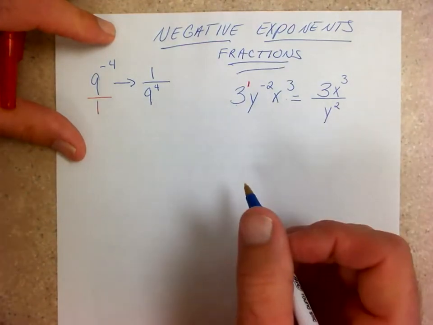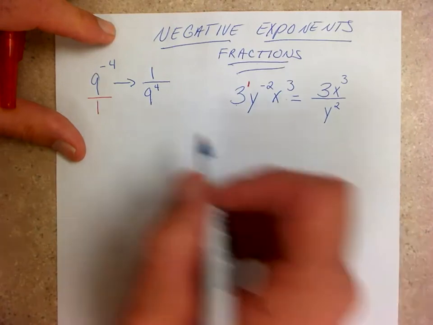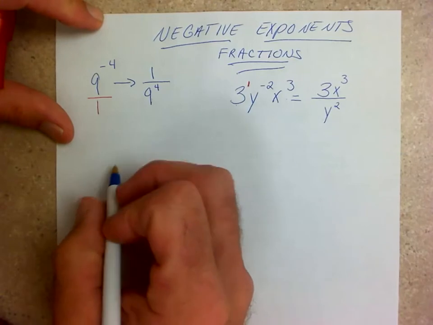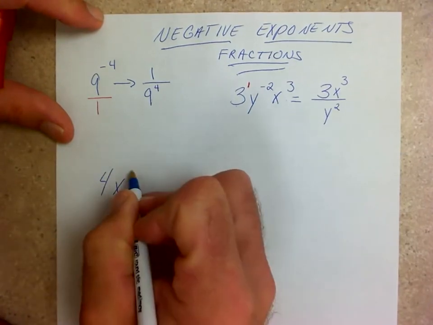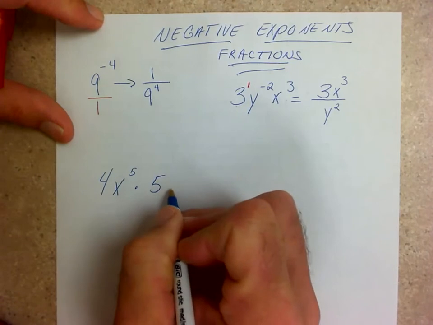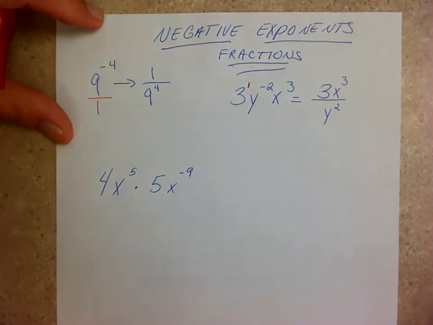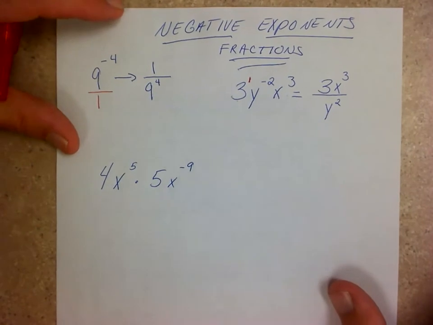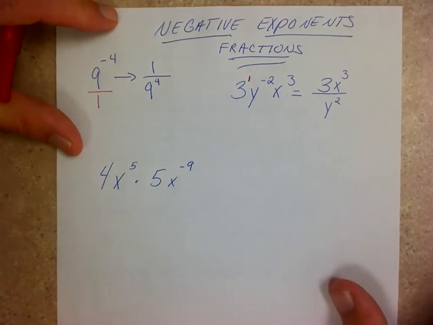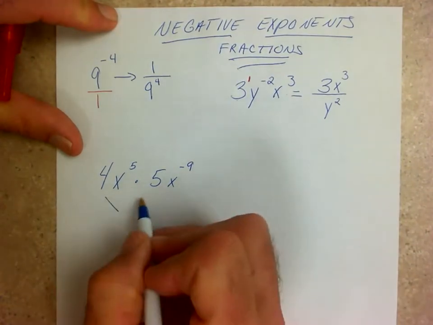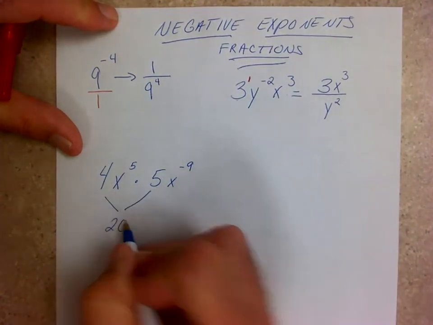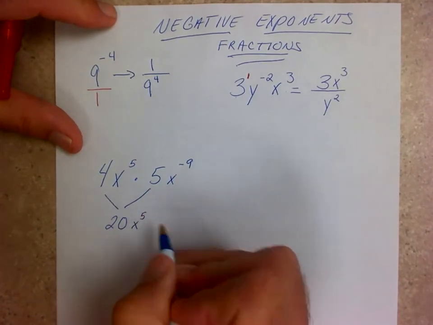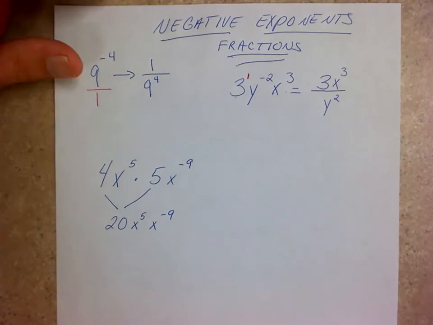So there's a couple examples of negative exponents and how they relate to just plain simple terms. Let's expand on this a little bit: 4x to the fifth power times 5x to the negative ninth power. We can start to see some math problems with negative exponents in them, based on what we've done in the past. 4 times 5, we know we're allowed to multiply those together. So now we have x to the fifth and x to the negative ninth.